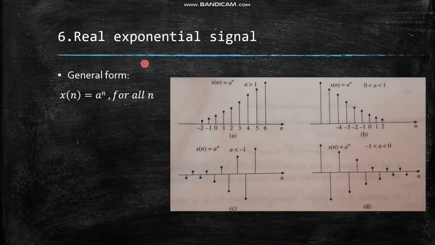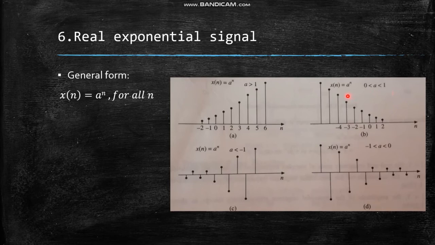A real exponential signal. General form for a real exponential discrete time signal is written as x of n is equal to a raised to n for all n. This also has four main cases. Here, as x of n is equal to a raised to n, when a is greater than 1, a is positive. Then this signal goes on increasing. This exponentially increases. The second case is when a is between 0 and 1, that is 0 less than a less than 1.